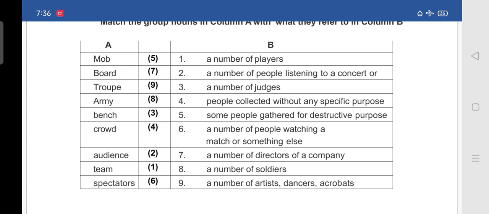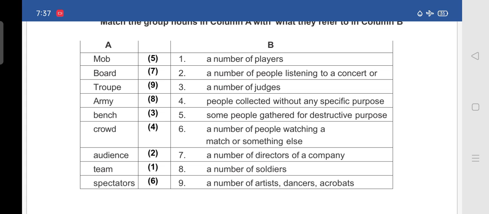So what they are saying is mob means some people gathered for a destructive purpose. So mob is 5, board is 7, troupe is 9, army is 8, bench is 3. Number of judges. Crowd. Crowd means people collected without any specific purpose. So crowd means 4. Audience. A number of people listening to a concert. So for audience you have to write 2.